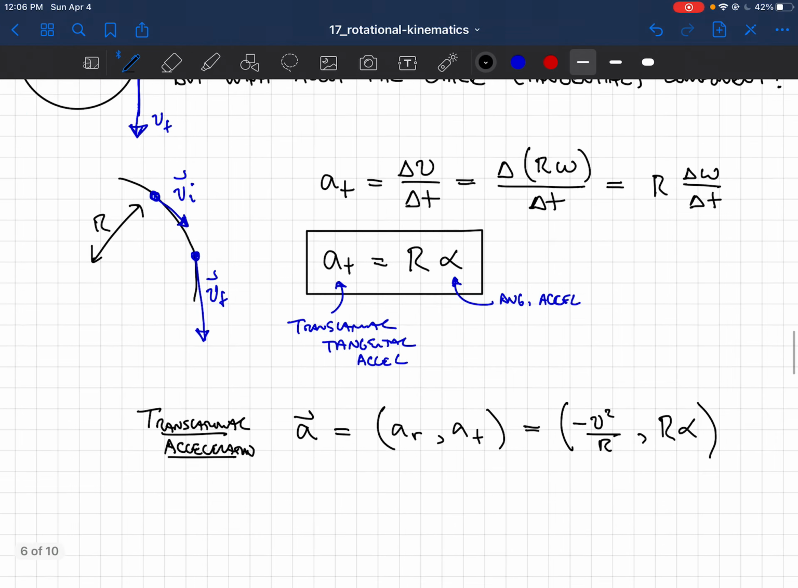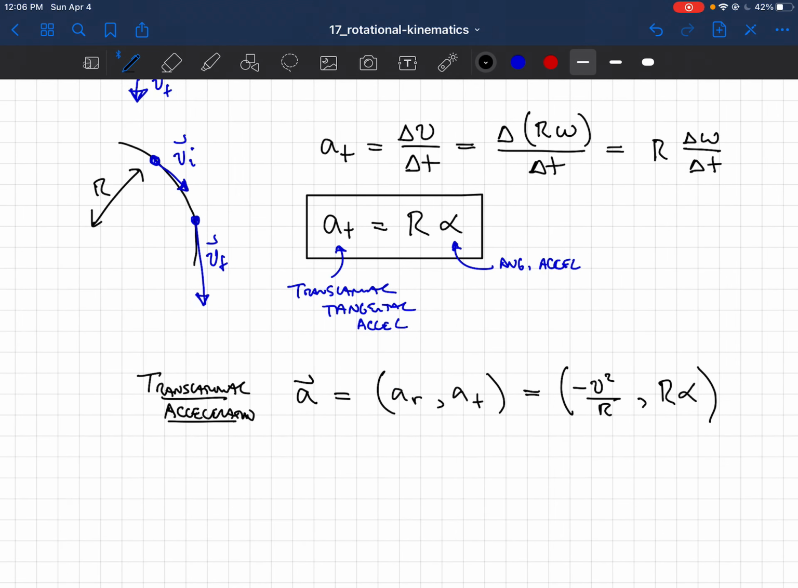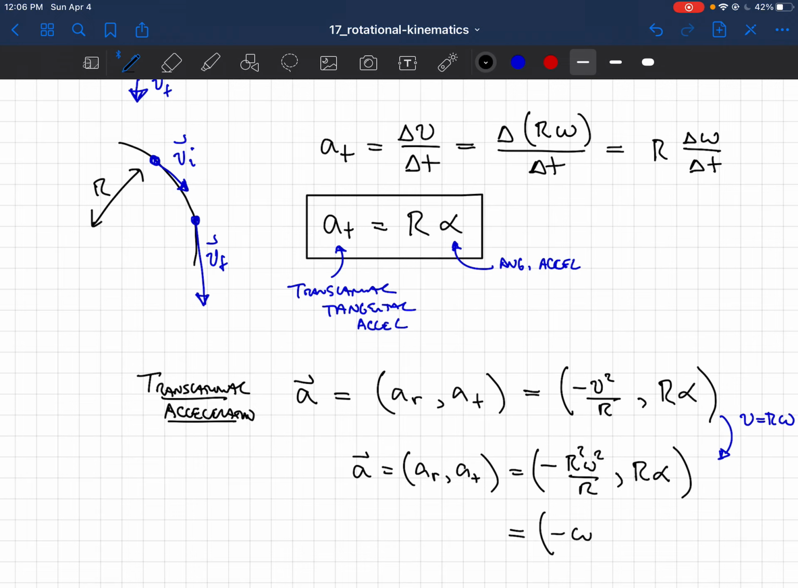And in fact, we could write that completely in terms of rotational quantities, because we know that v, the speed, is equal to r times omega, right? So we could write a, which is a_r, a_t, as minus r squared omega squared over r, and then we can cancel those out, so we get minus omega squared r, and then r alpha, like that.